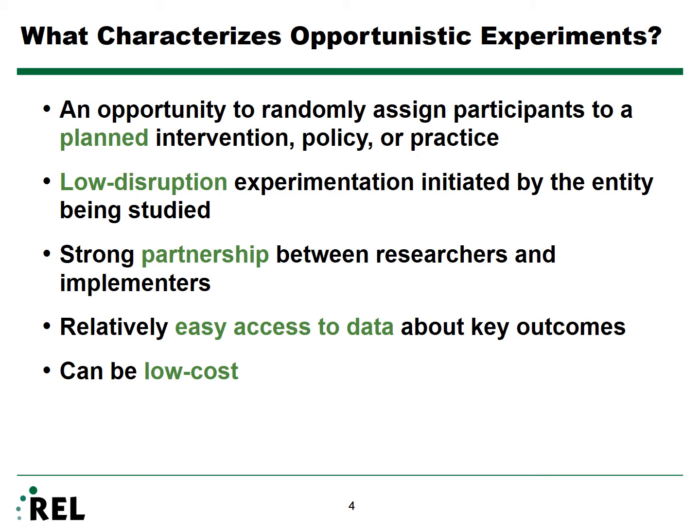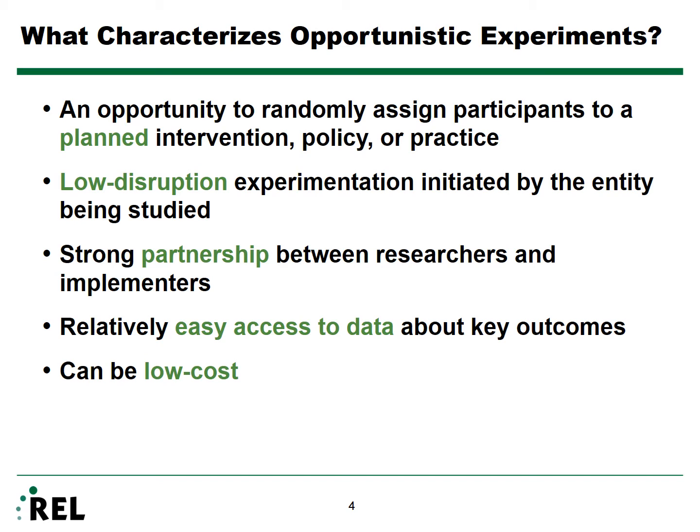So what characterizes an opportunistic experiment? It's important to keep in mind that not every situation will meet every one of these criteria. This is a list of some of the most common elements. First, there is a chance to randomly assign participants. This can be students, teachers, schools, to a planned intervention, policy, or practice. In other words, it's an opportunity because it's building on something that is either already in place or planned to be in place. We'll talk in more detail about what this might look like in practice on the next few slides.